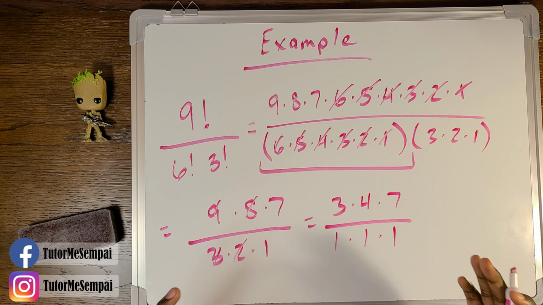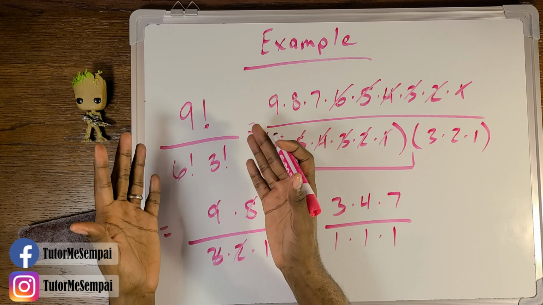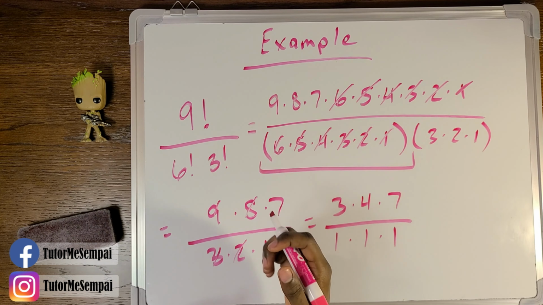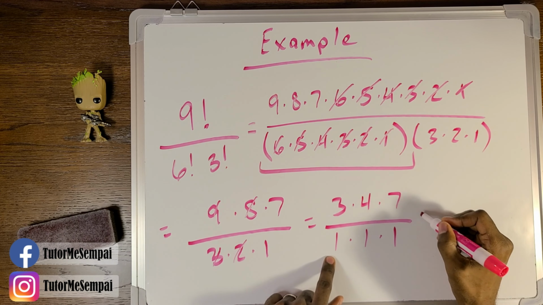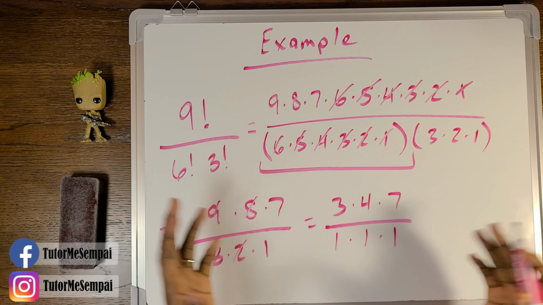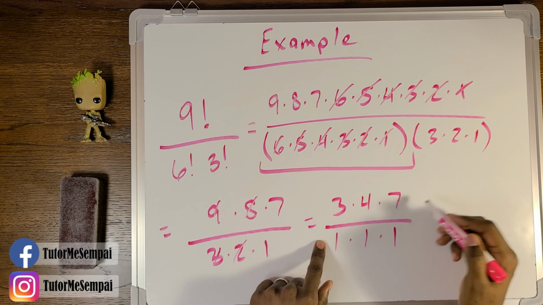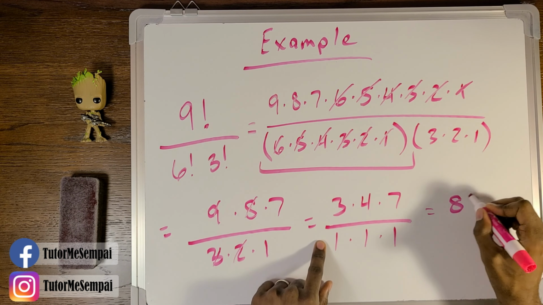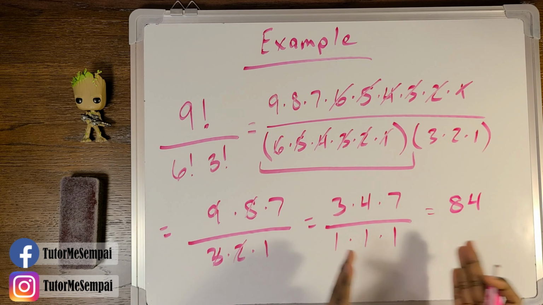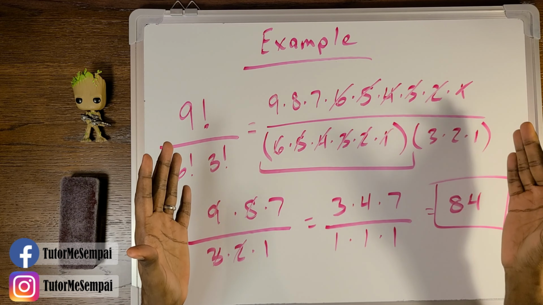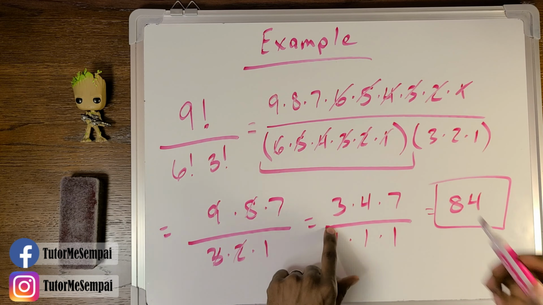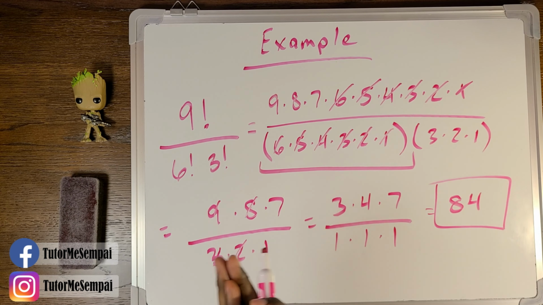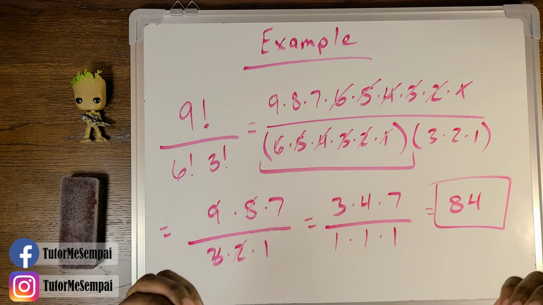So now we've simplified this crazy looking thing, 9 factorial over 6 factorial times 3 factorial, to simply just 3 times 4 times 7. And if you were to multiply that across, that's just 12 times 7, which is just going to be 84. So you can just say that 84 is your answer. So instead of having to do all this long math, we simplify our math to just simply doing 3 times 4 times 7. That's the trick behind dividing your factorials.